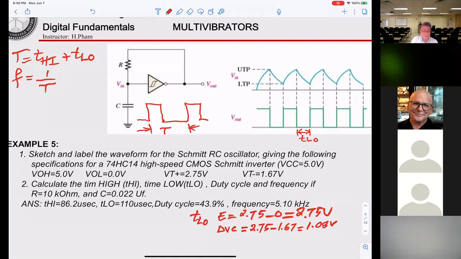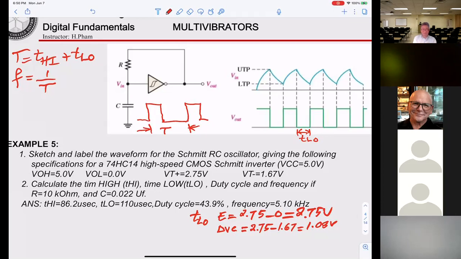So, did anyone get the T high and the T low correct? Yes. Now, what is the duty cycle?